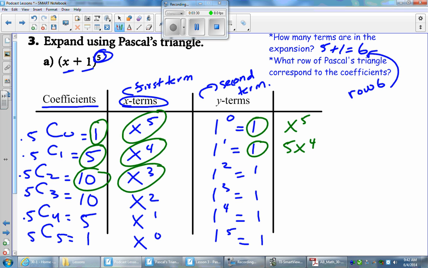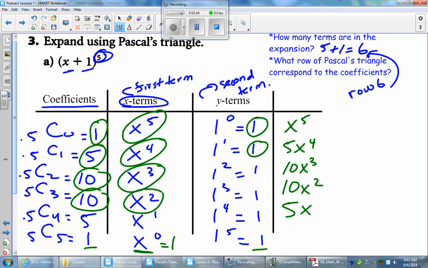Let's keep going here. 10 times x cubed just gives you 10x cubed times 1. I won't write the 1. Same thing here, 10x to the power of 2 this time, and then 5x, and then at the very bottom, 1 times 1, which will give you 1. All right, so here are the terms of my expansion.